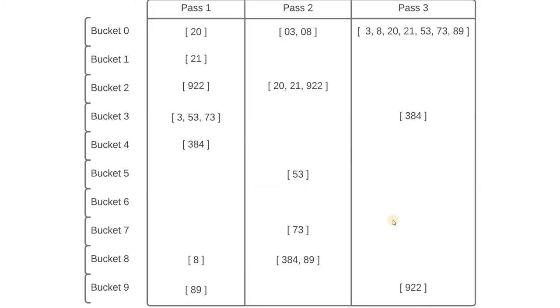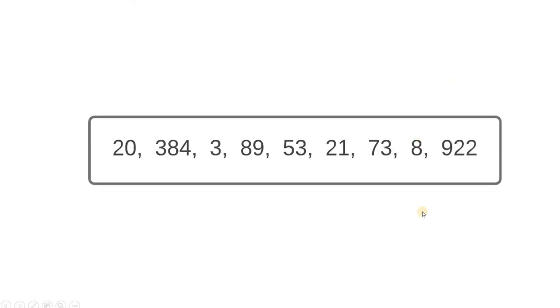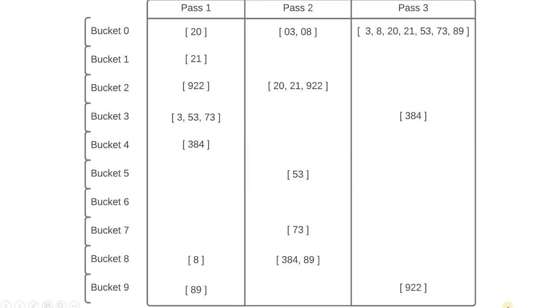So let's take a look at 384 and 922. 384, divide that by 100 and you get 3.84, floor division, so you get 3, modded by 10, you get 3, it goes into bucket 3. 922, divide that by 100, you get 9.22, floor division, you get 9, modded by 10, you get 9, which makes it go into bucket 9.